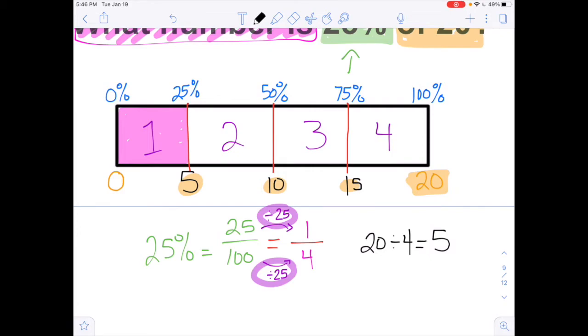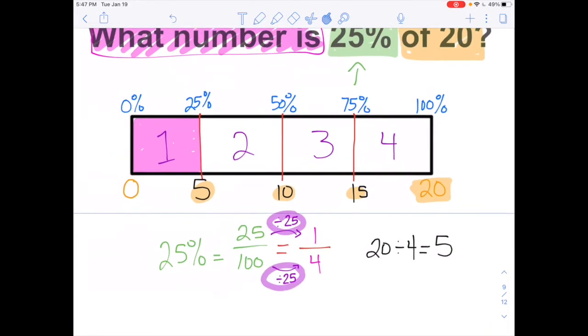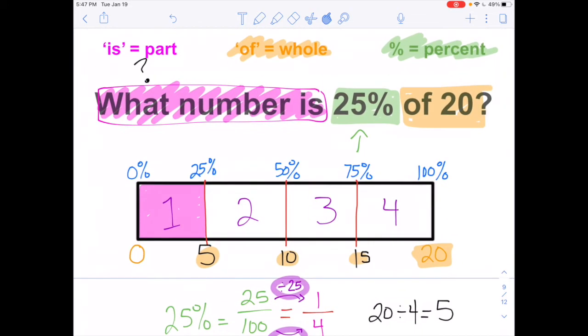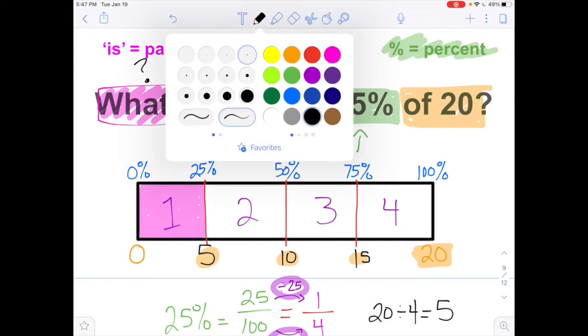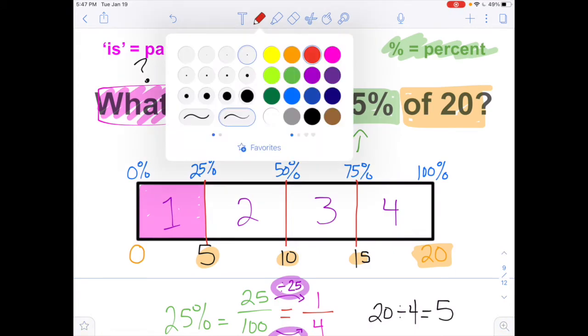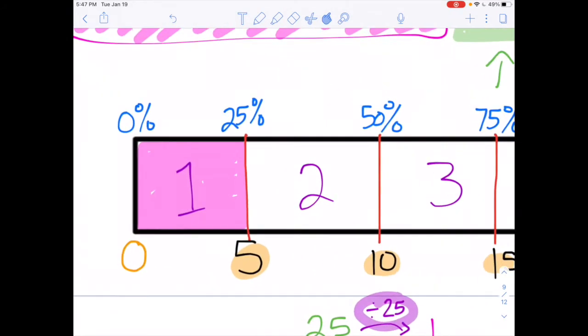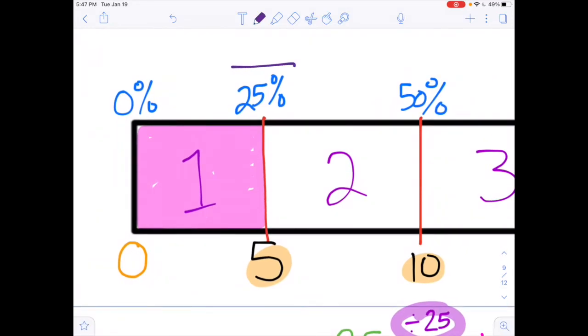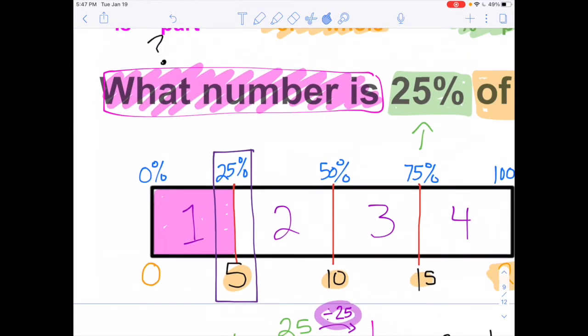All right, we've done all the work, but we haven't answered the question. The question says, what number is 25% of 20? To find that answer, I'm going to find where 25% is on my bar. Here it is. Here's 25%. Put a box around it. Go straight down. 25% is 5. So the answer is 5.